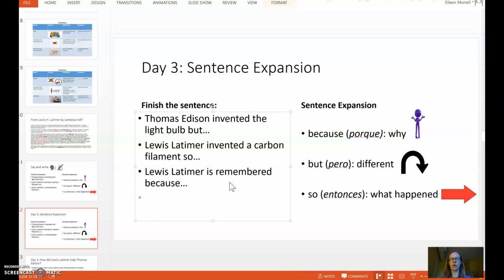So let me show you how I do this. I'm going to look at the first one again. Thomas Edison invented the light bulb, but. Remember, but means after that word you have to have something different. It's a change in direction. I'm going to go back to the part where Thomas Edison invented the light bulb, and I'm going to try to find the problem with his light bulb.